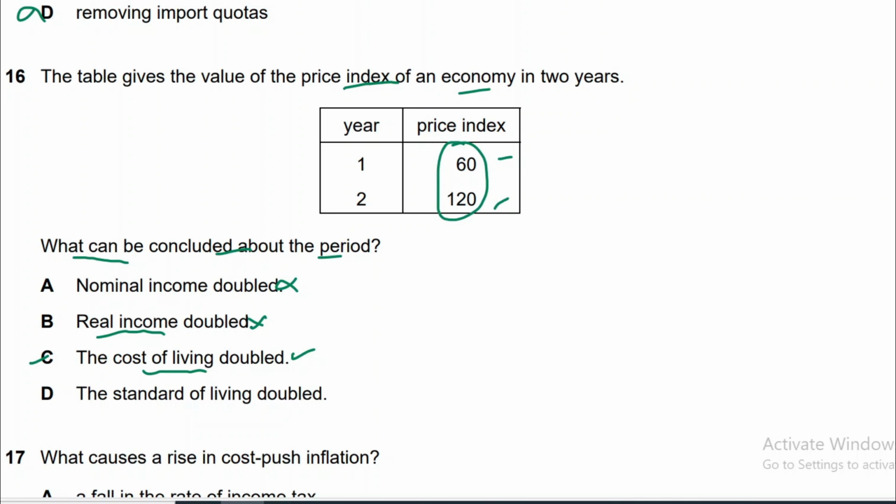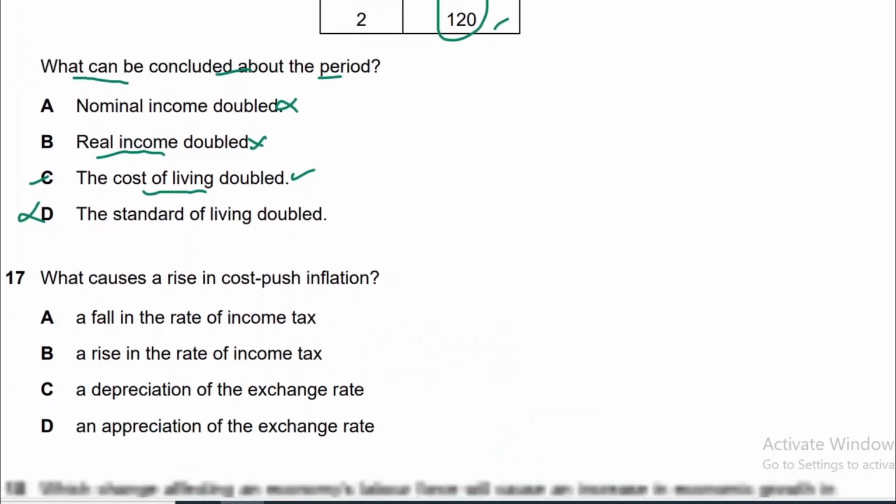The standard of living is double. No, the standard of living will decline, because when things are getting expensive, people won't be able to afford them, so as a result their standard of living will decrease instead of increasing.